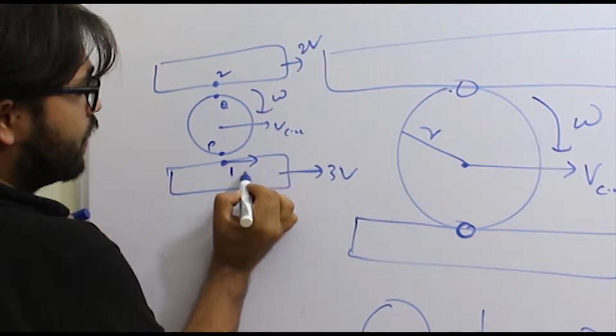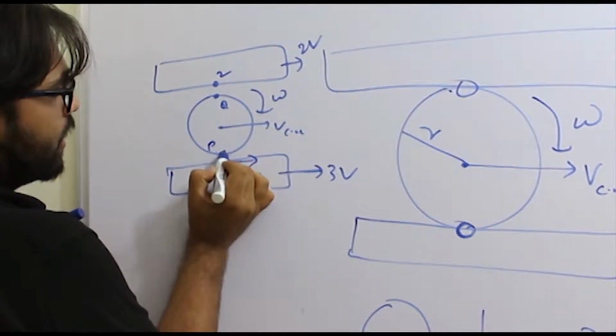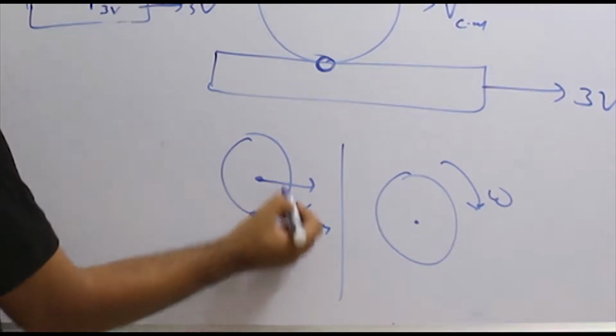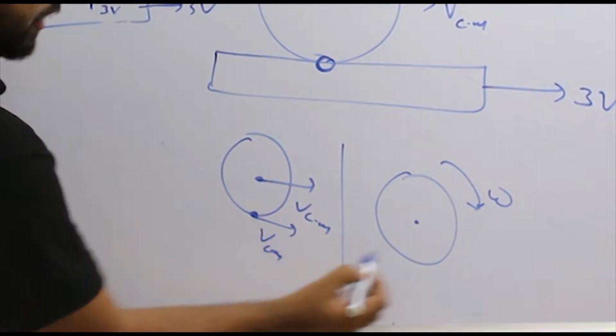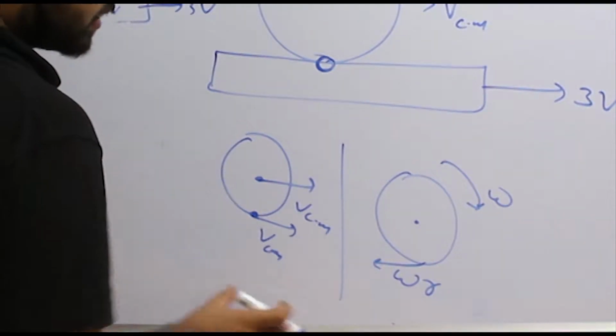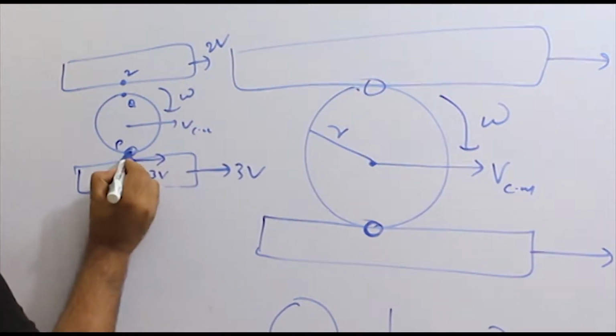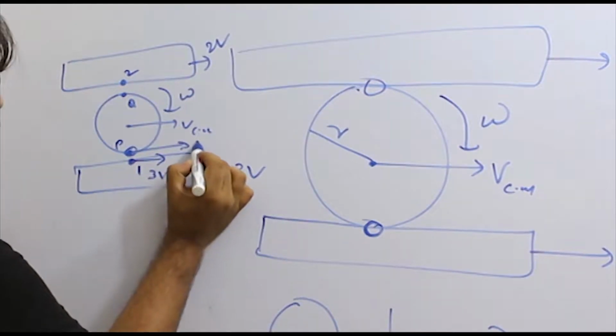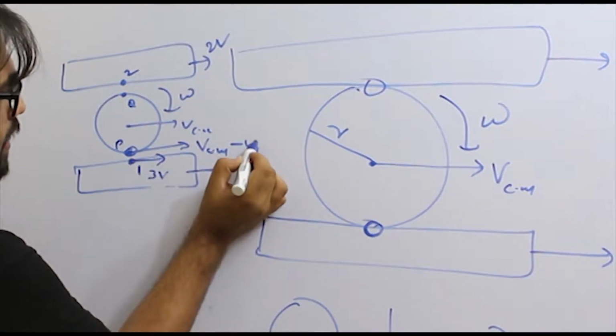So this point is going with a velocity 3v. Now what is net velocity of this point? Tell me, net velocity of this point due to this part is VCM, and due to this part is omega r. We have done this so many times, so we will just do this fast. So what is net velocity of this point? The net velocity of this point is, I'm just writing here, it's going to be VCM minus omega r.